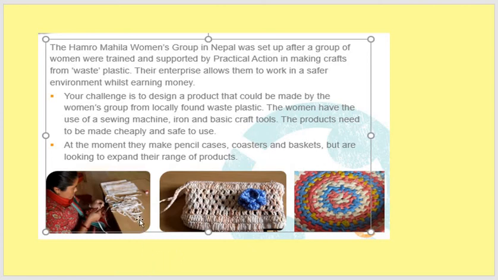So they get plastic sacks. These would have corn or maize or something in. They cut them into strips. They start to weave them and make them into things like pencil cases, things like rugs, which actually want to last a long time.